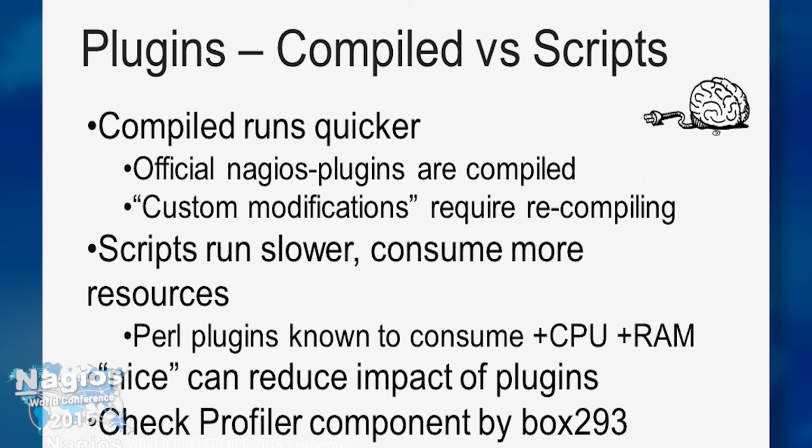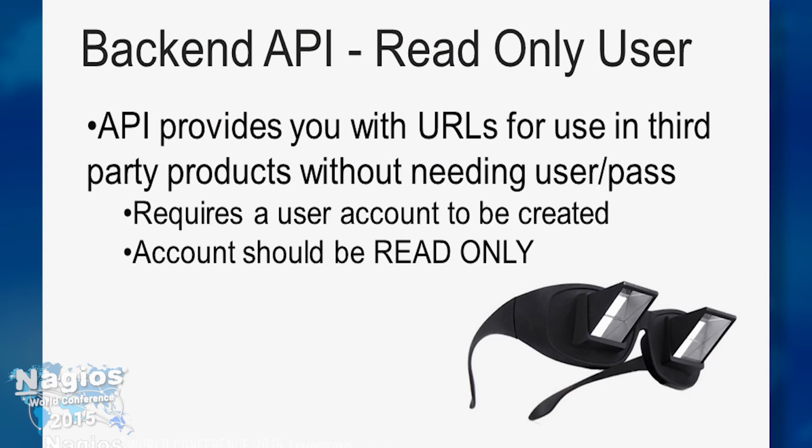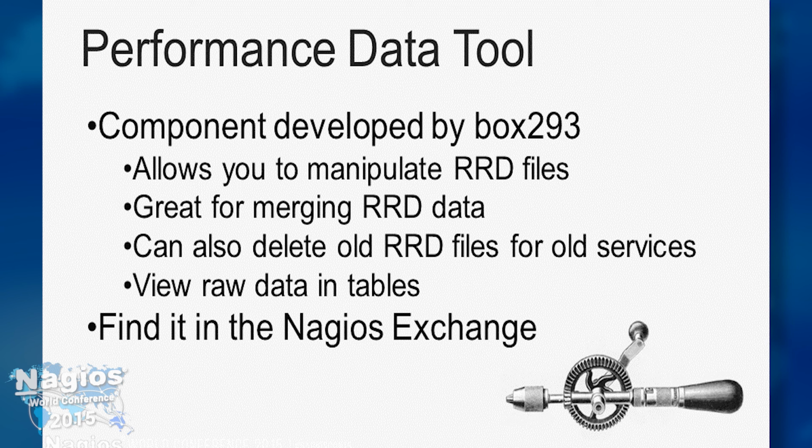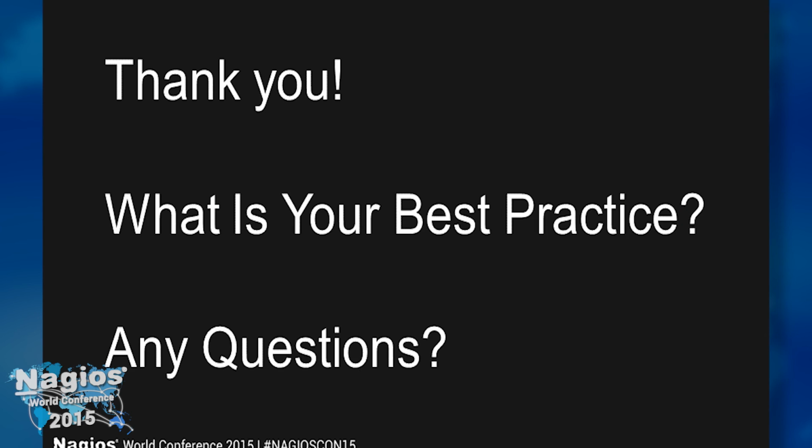Plugins, compiled or scripts, you should look at; some are slower and some are faster. We have a back-end API. You should make sure that that's a read-only user. I have a performance data tool that helps you look at RRD files and those sorts of things and analyse data that's not via graphs. And that's it. Sorry I ran a bit fast there, but I'm here for the entire conference, so if you've got any questions about any of this, come and ask me and we can have a healthy discussion about it.